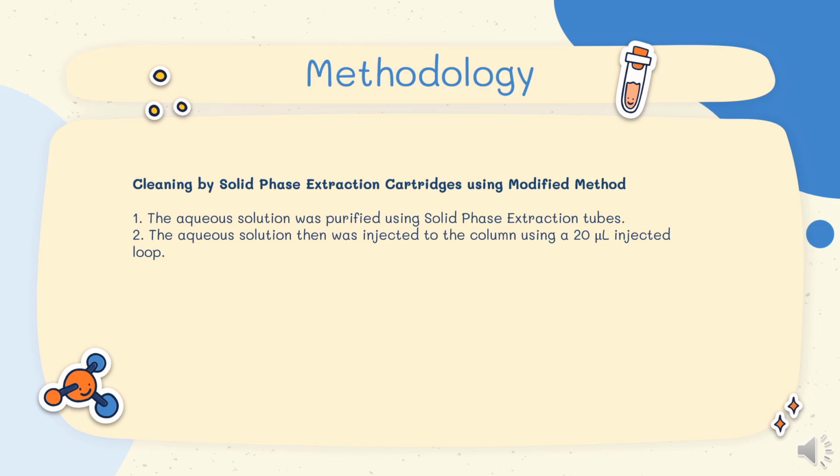Lastly, for the cleaning by solid phase extraction cartridges using the modified method, the aqueous solution was purified using solid phase extraction tubes. The aqueous solution was then injected to the column using a 20 microliter injection loop.